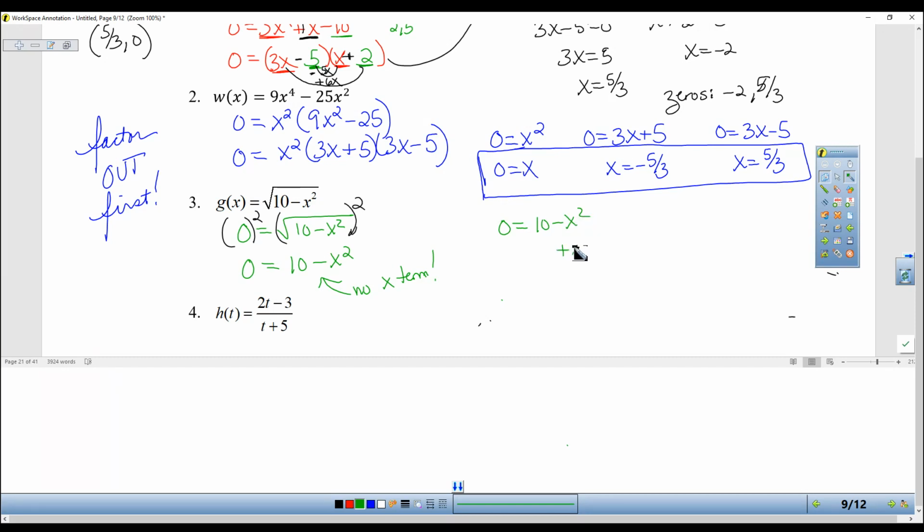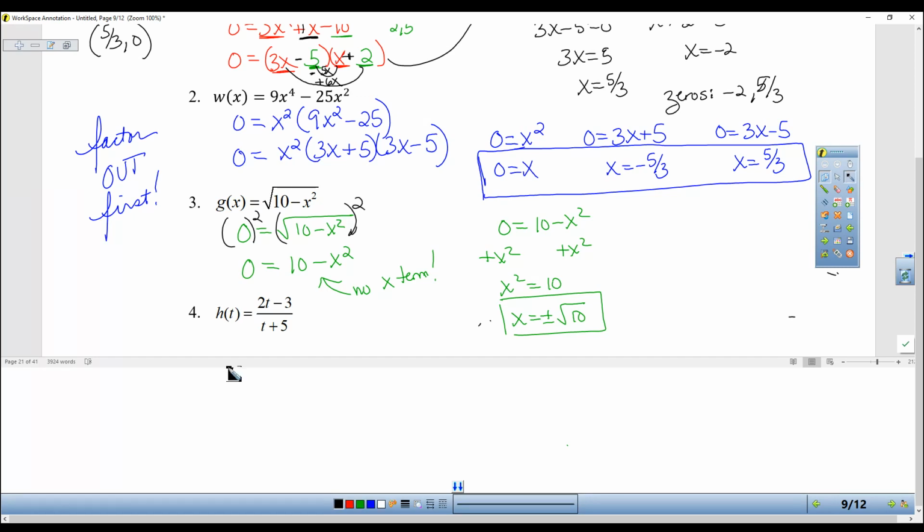I'm going to add x squared to both sides, and I get x squared is equal to 10. So x is equal to plus or minus the square root of 10. Don't forget that plus or minus. Those are the zeros. So a little review from algebra. When you have a square root in an equation, you can square both sides to get rid of it.